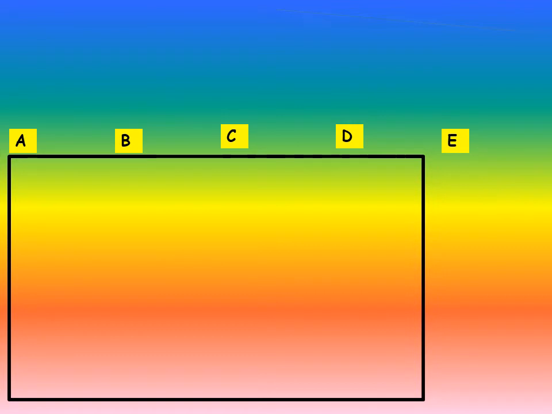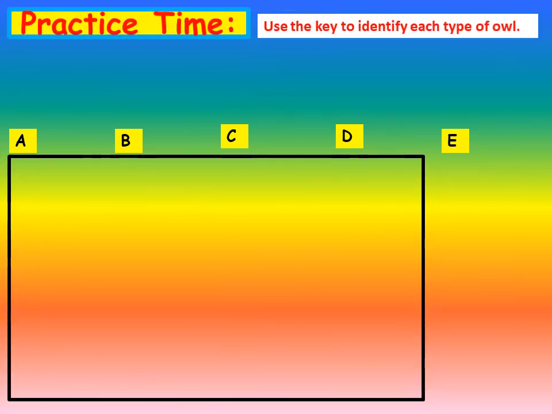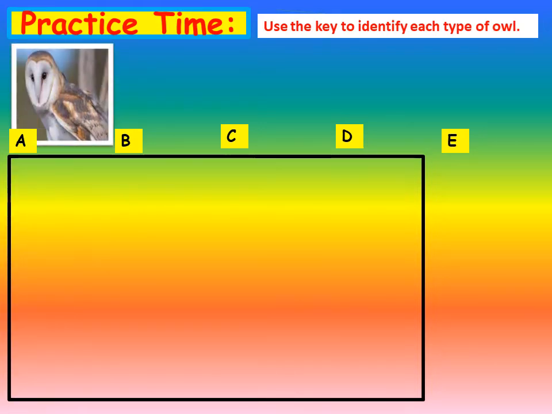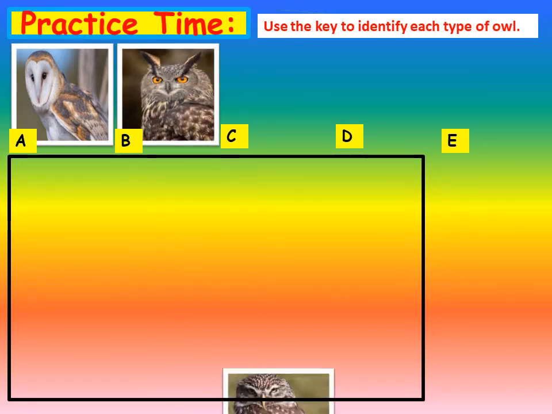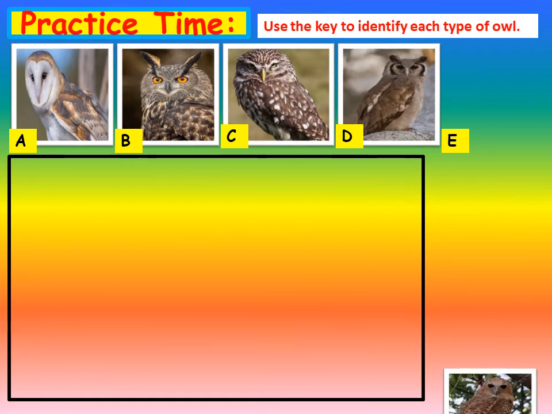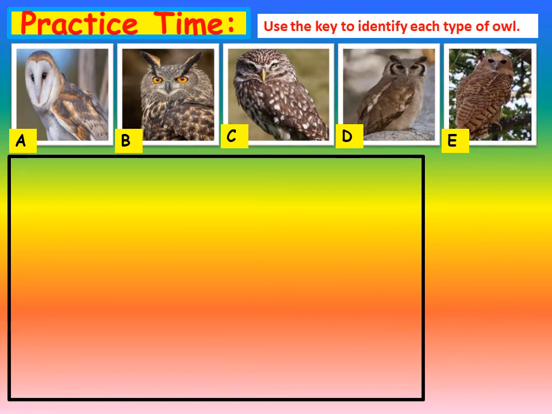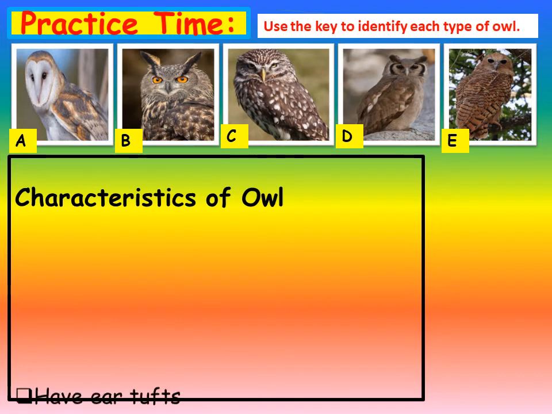Now, let's have some more practice. For this practice, you will use the key to identify each type of owl. I have here different pictures of different types of owl: Picture A, B, C, D, and E. But before you identify the name of each owl in the picture, you need to observe first the characteristics of these owls. What are the different characteristics?